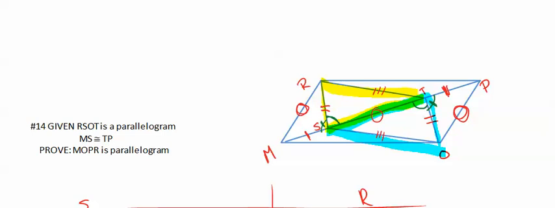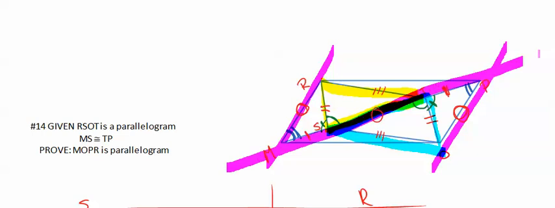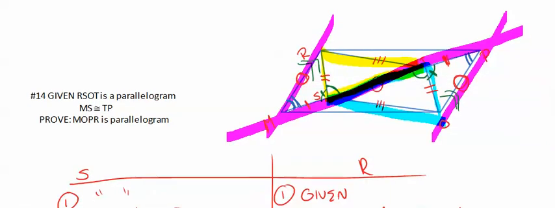We can also say that the angle right here is congruent to this angle right here based on corresponding parts as well. And if you notice, that angle is technically an alternate interior angle of the transversal MP, which then implies that MR and OP are parallel. And once I have parallel and congruent sides, then the figure is a parallelogram.